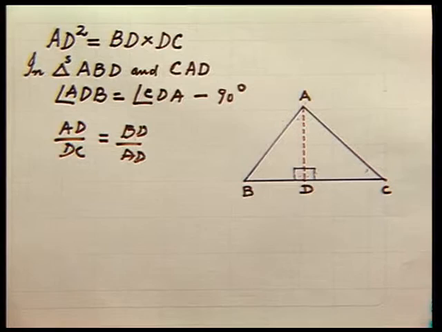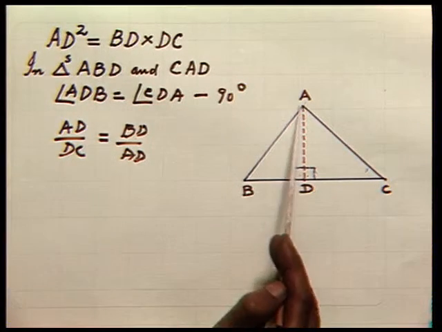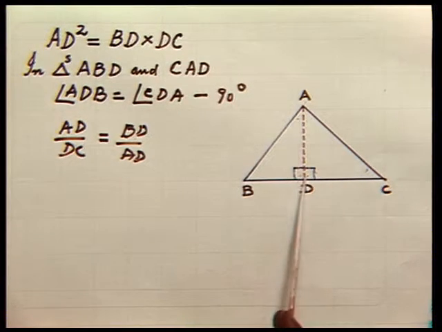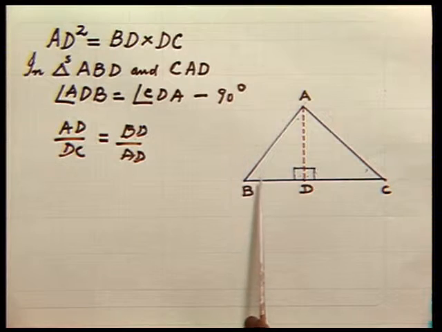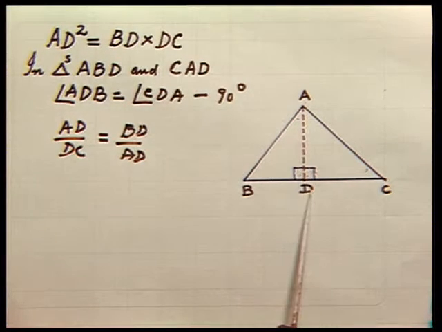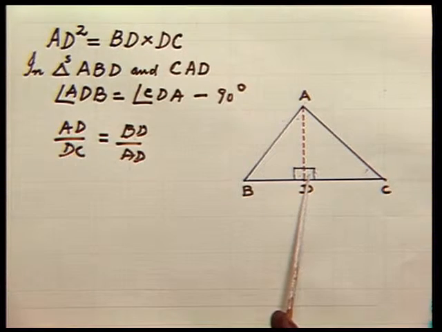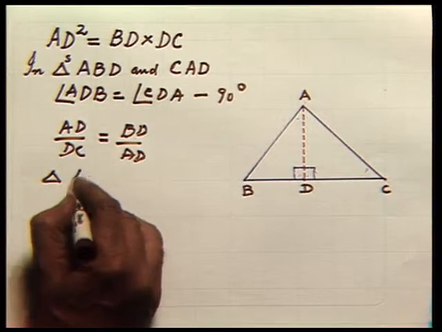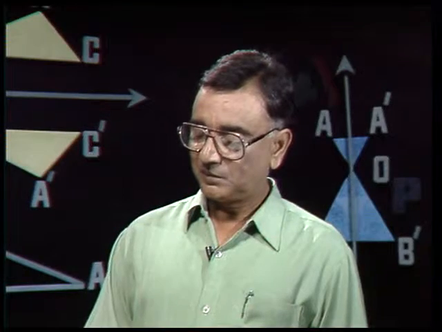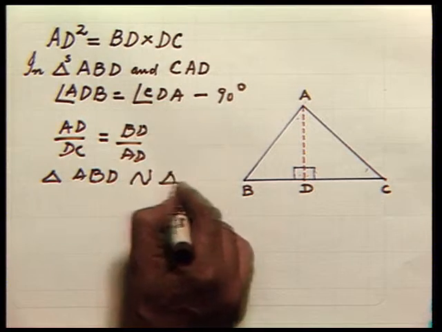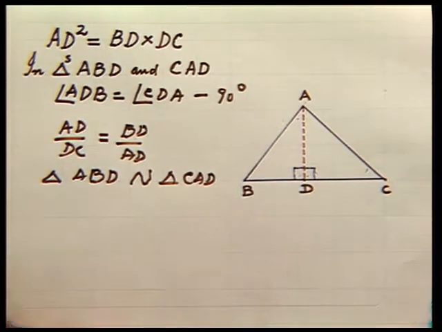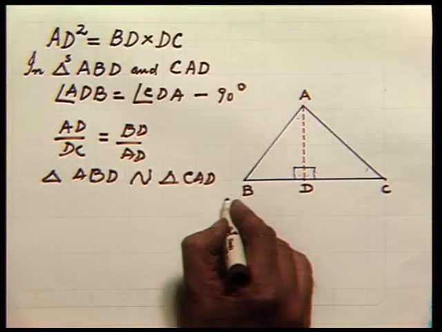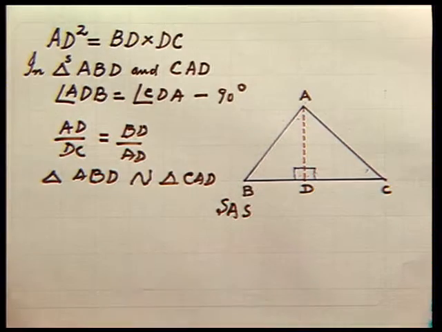Now, when we look at these triangles, that is ABD and CAD, we find that AD upon DC is equal to BD upon AD, and the angle included between them is each 90 degrees. So, we can say that triangle ABD is similar to triangle CAD. Now, which is the similarity theorem which we have applied? Here we have applied the SAS similarity.